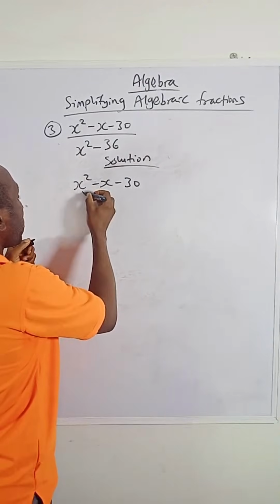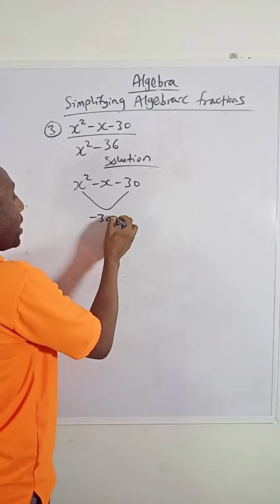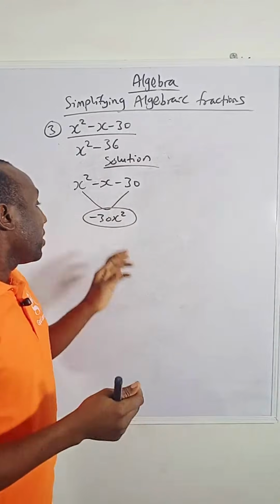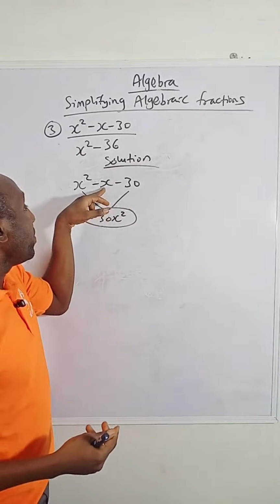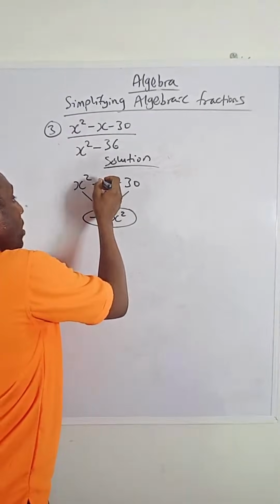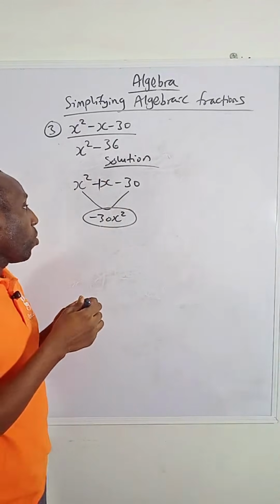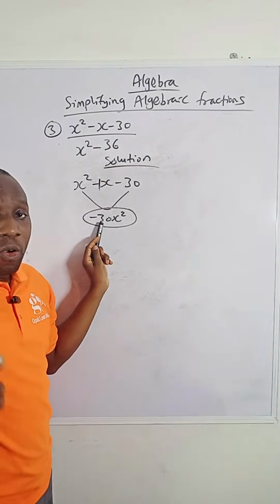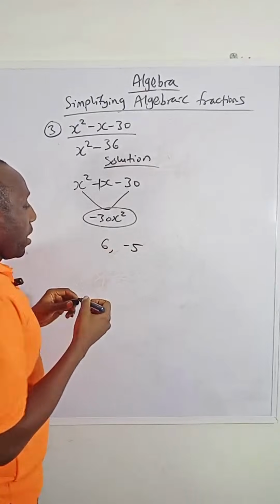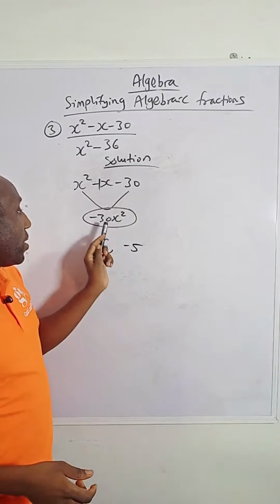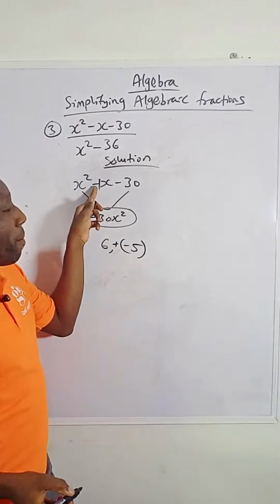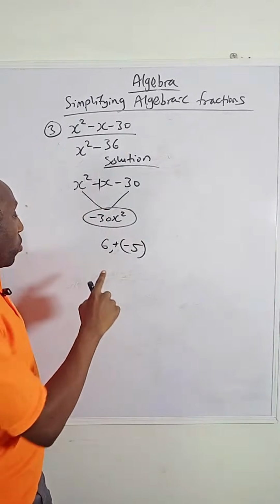You are going to multiply x squared and negative 30, which is what? Negative 30x squared. So you think of two factors. When you multiply, you get negative 30. When you add, you get the coefficient of the middle term. We can say there's a 1 here, right? Though it's not written. So when you multiply, you get negative 30. When you add, you get negative 1. What are they? If you want to say 6 and minus 5, it is true that 6 times minus 5 is minus 30. But 6 plus minus 5 will not give you minus 1. So you have to be very careful with this. So we cannot use 6 and minus 5.